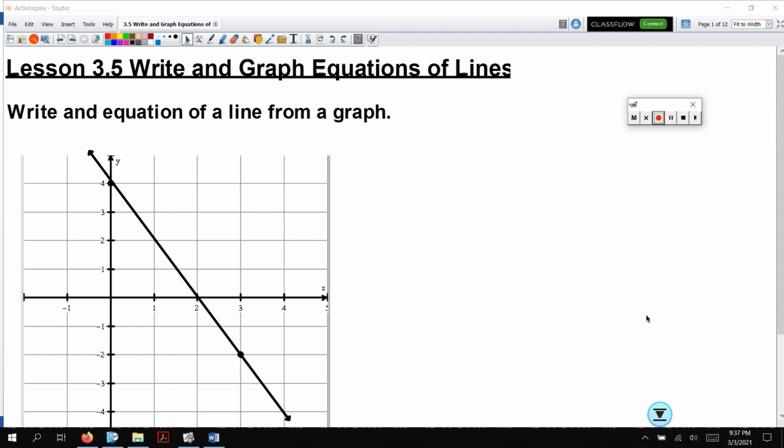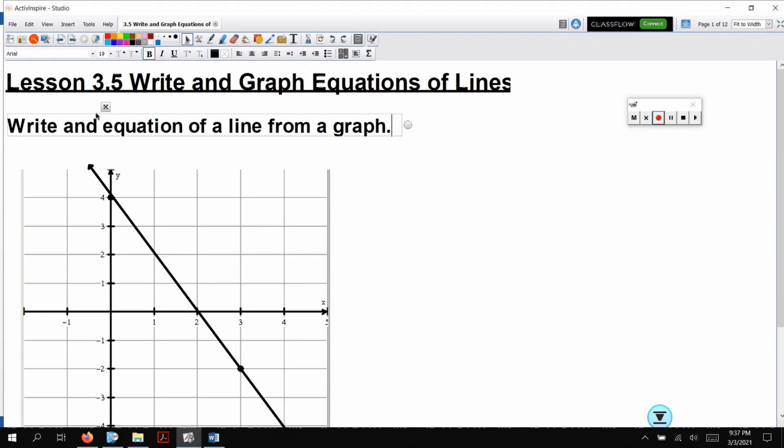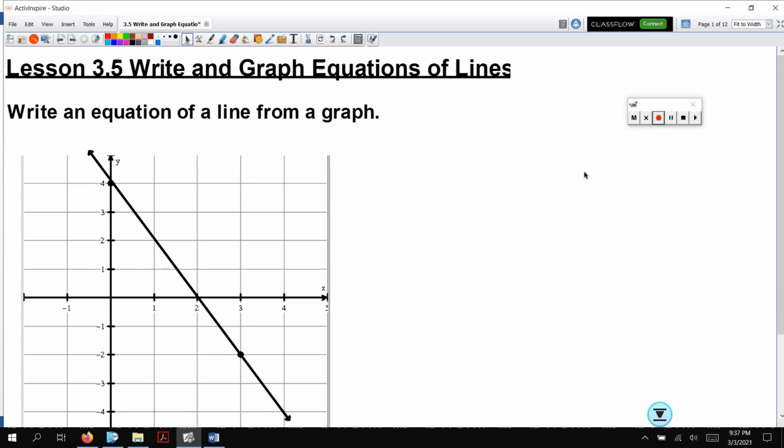All right, in this example, here I have a coordinate plane. We're going to write an equation of the line from the graph. All right, so remember slope-intercept form? y equals mx plus b. That's the equation of a line, right? That's what we're going to be using here.